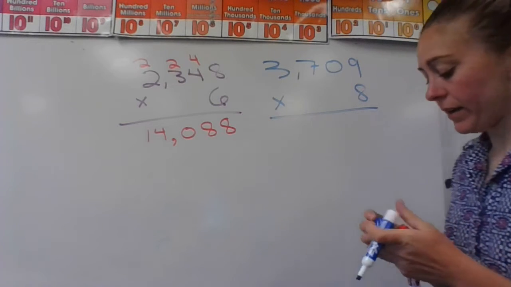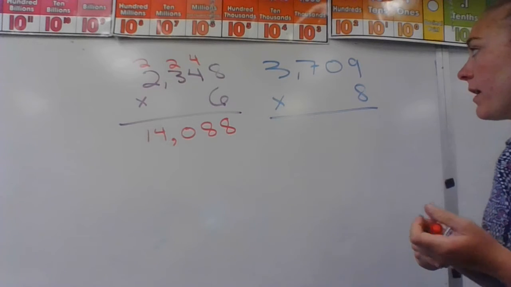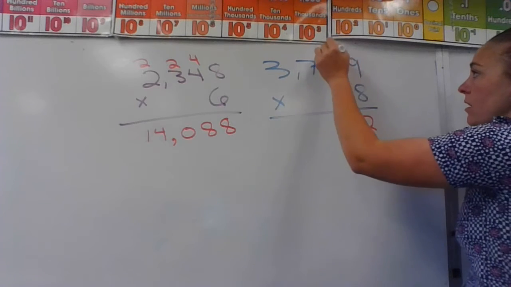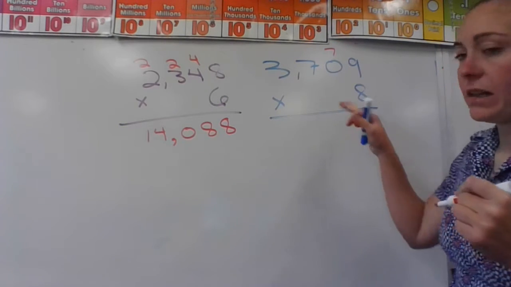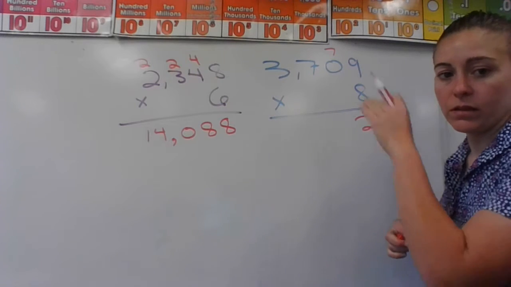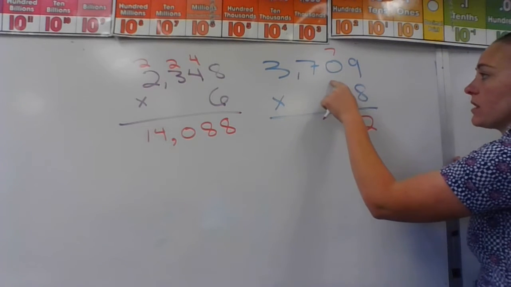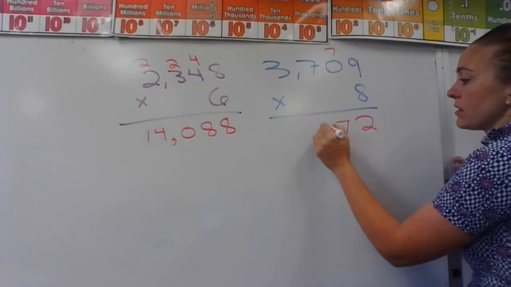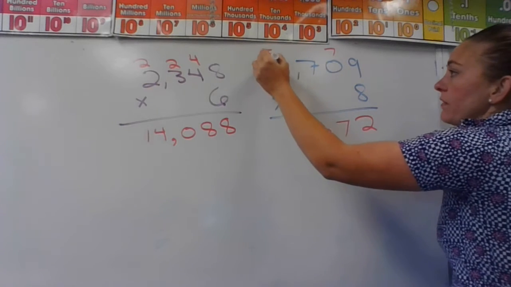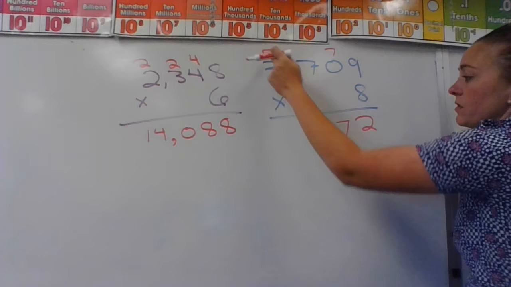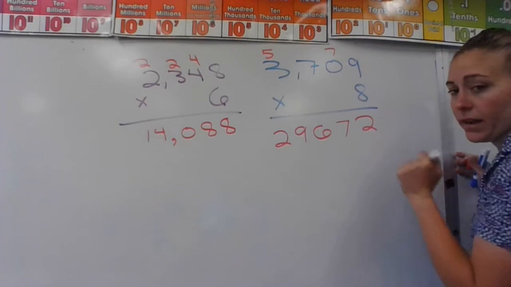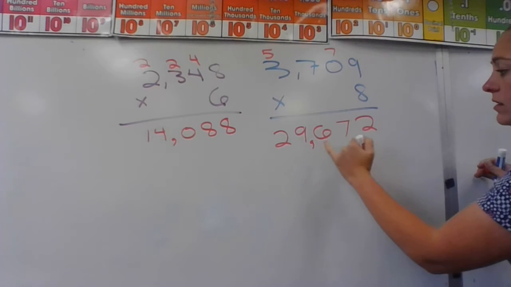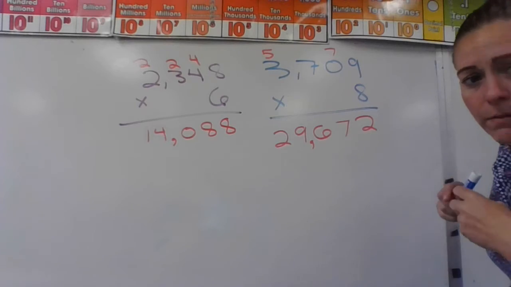All right, so we're back now. Let's check your work to see if you got this one correct. 8 times 9 is 72. Drop the 2, carry the 7. Remember, the ones place always gets left behind and the tens gets moved on. Just like when you're adding, you leave the ones, carry the tens. 8 times 0 is 0, plus 7 makes 7. 8 times 7 is 56. Drop the 6, carry the 5. 8 times 3 is 24, plus 5 makes 29. And I give myself 3 places, 1, 2, 3, and then a comma, 29,672. All right, so that one wasn't bad.